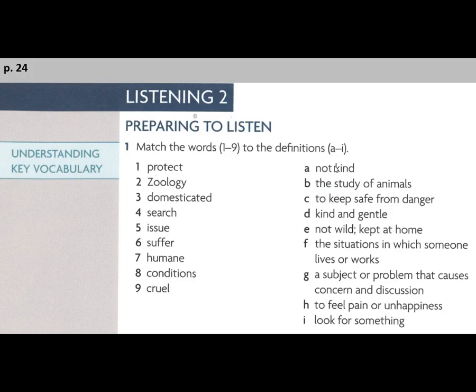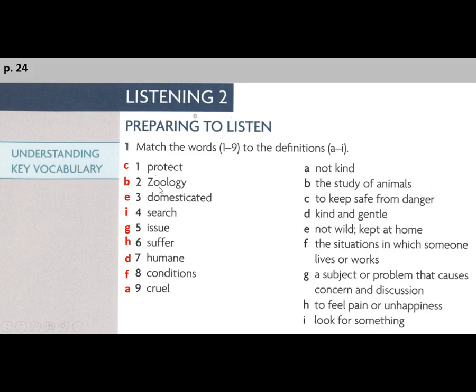Okay, the answers are in 3, 2, 1. All right, so here, the first word is protect. And it means to keep safe from danger. Like dogs protect houses.